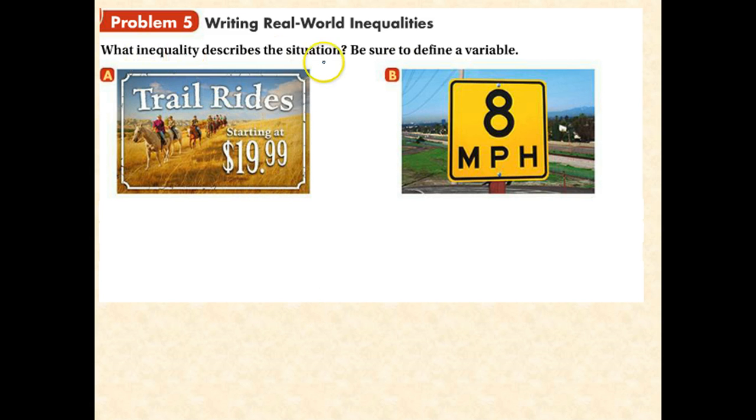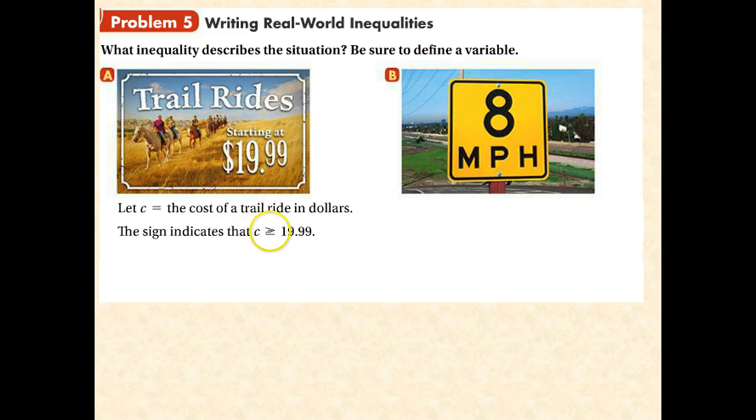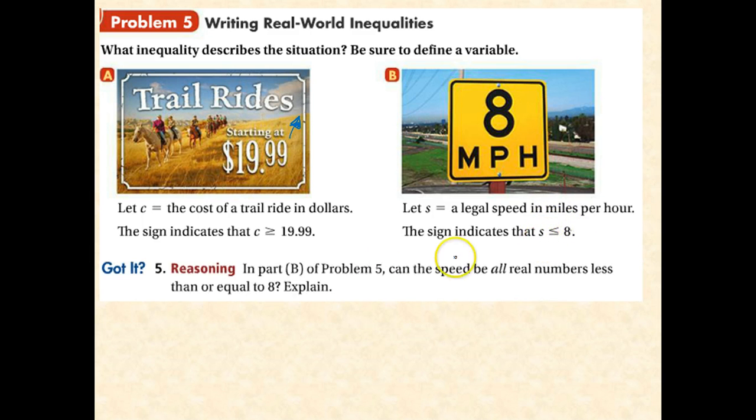So, what inequality describes this real-life situation? Starting at $19.99, if we let c equal the cost of a trail ride, then we get c is greater than or equal to 19.99. Starts at 19.99, and cost always goes up from wherever you start a price. So let s equal a legal speed. That means that our s has to be less than or equal to 8. 8 miles an hour is legal, so you can go 8 or less. So see if you can figure this out.